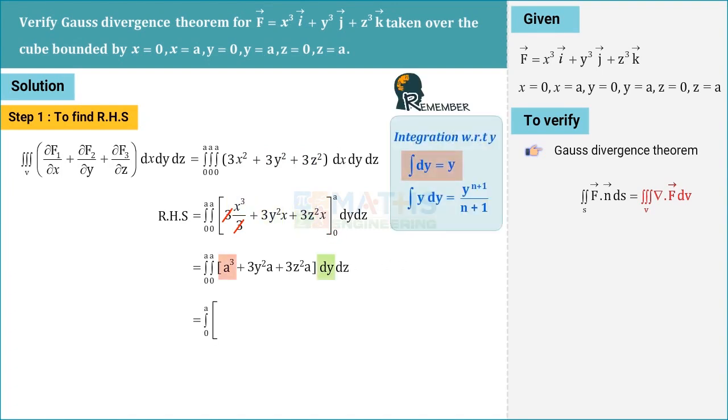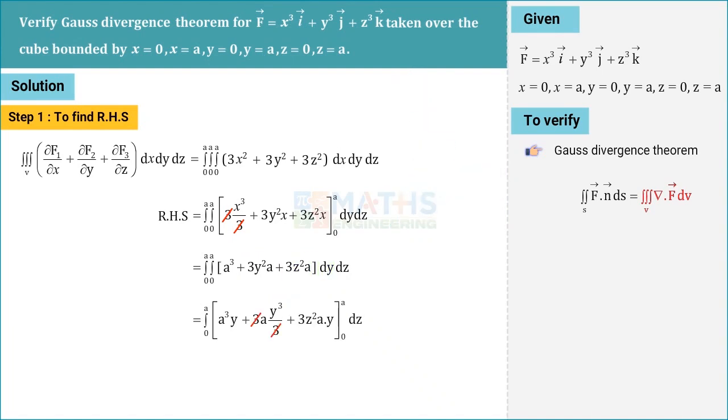Now we are going to integrate with respect to y. a cube is a constant. So when integrating dy we get y. 3a is the constant. Integration of y square is y cube by 3 plus 3z square a constant term. When integrating dy we get y. Now we replace the upper limit a in the place of y minus lower limit 0 in the place of y.